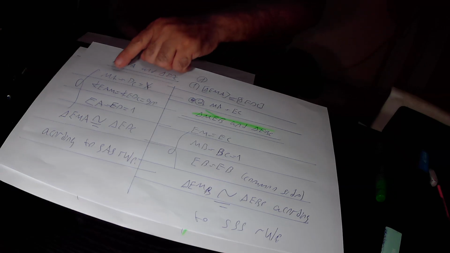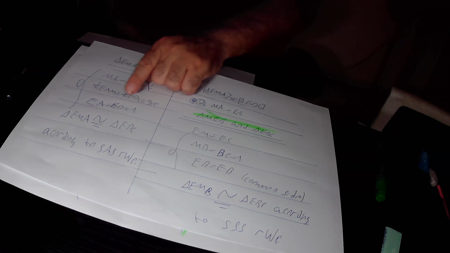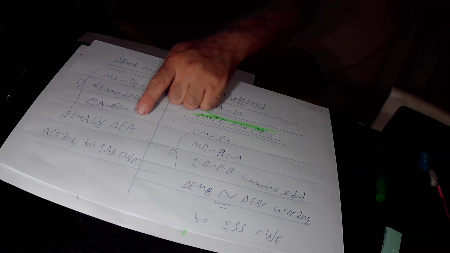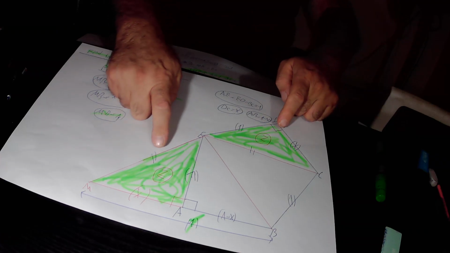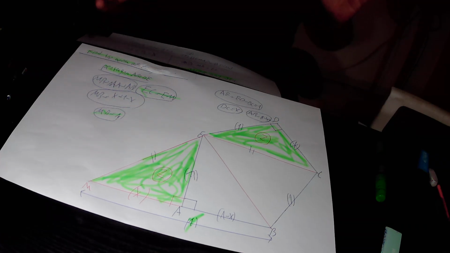So again, we found out that the right triangle EMA can go into the right triangle EDC according to the side angle side rule. From the fact that those two right triangles can go into each other, we derive two things.